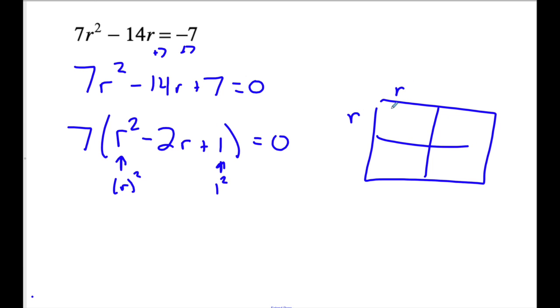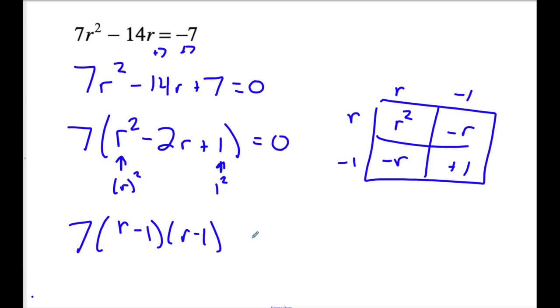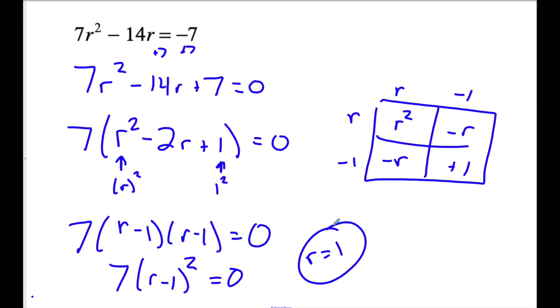So this is a negative. So I'm going to need to try negative 1 and negative 1. So I get r squared minus r plus 1. And so it works. So 7, and I get r minus 1 is equal to 0. So in other words, 7 times r minus 1, because there are 2 of them, squared equals 0. And so that means that r has got to be equal to 1. So notice in this case, because the factors are the same, I only have one solution, right?